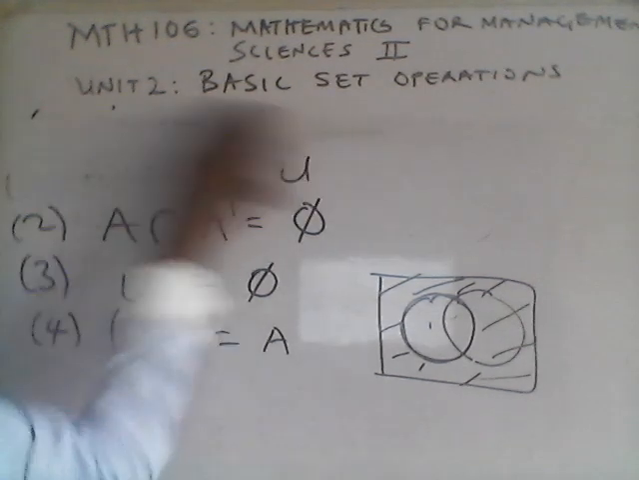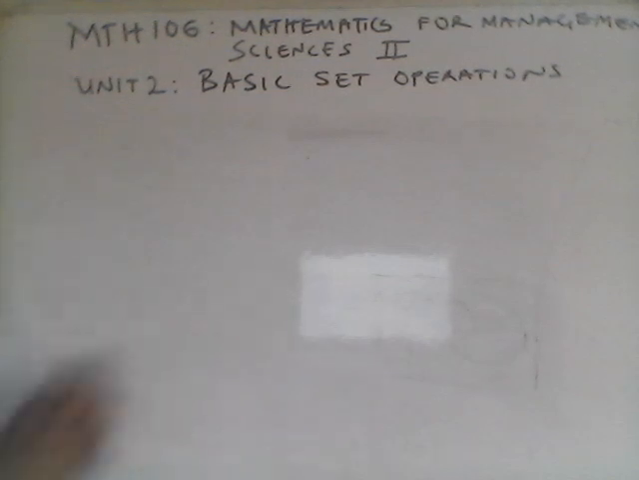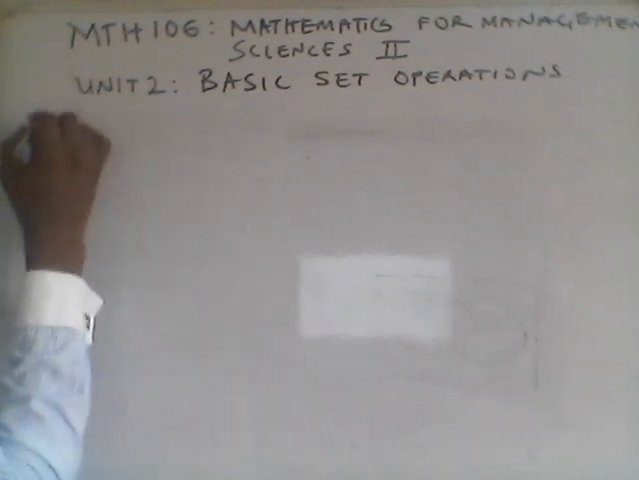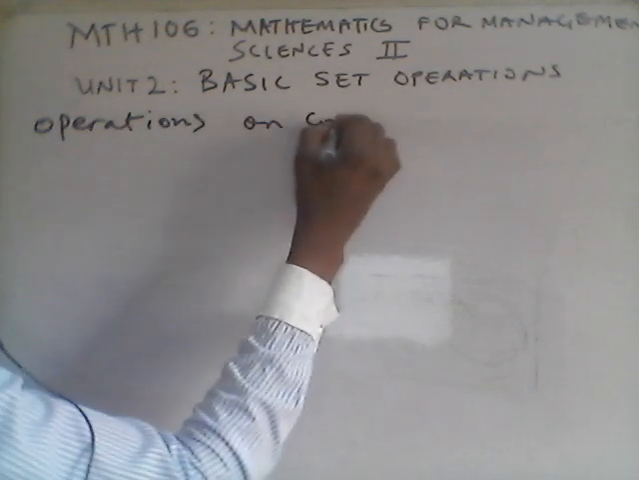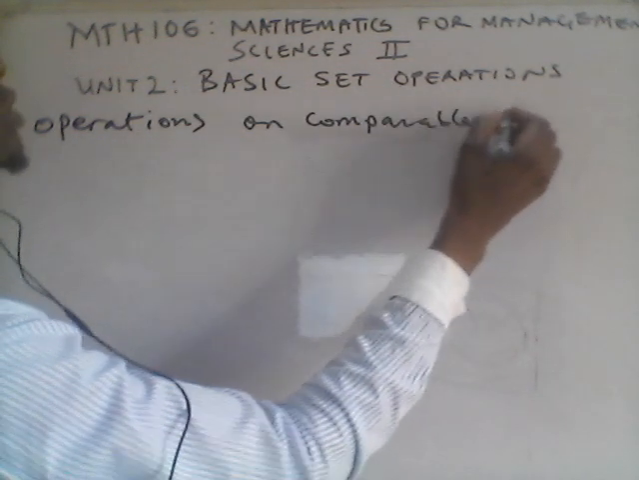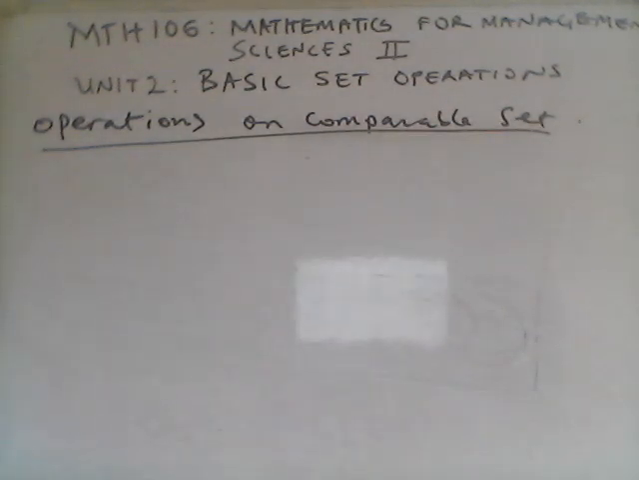Operations on comparable sets, which is the last subtopic for this unit. I hope I'm getting the concepts across. Okay, so the operations of union. So what are comparable sets? You have union, intersection, difference, complement. You understand? So the operations of union, intersection, difference, complement have simple properties when the sets under investigation are comparable.